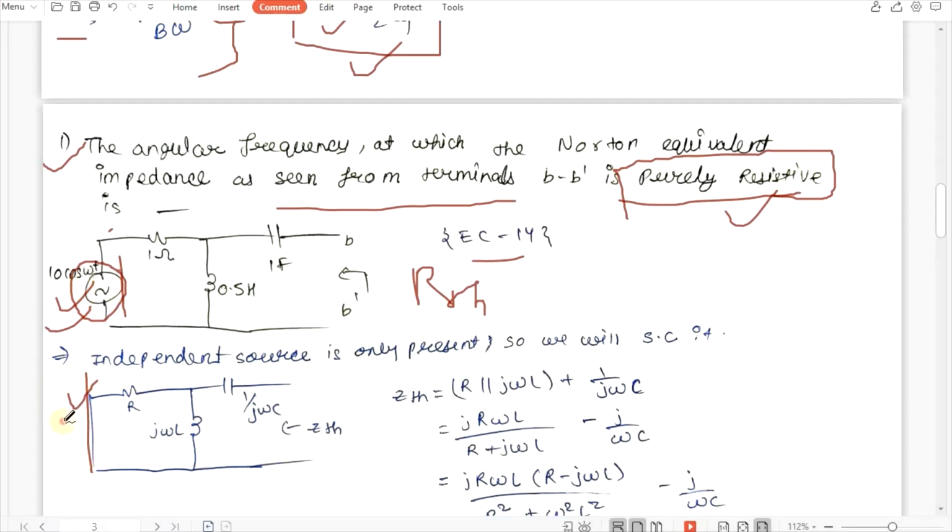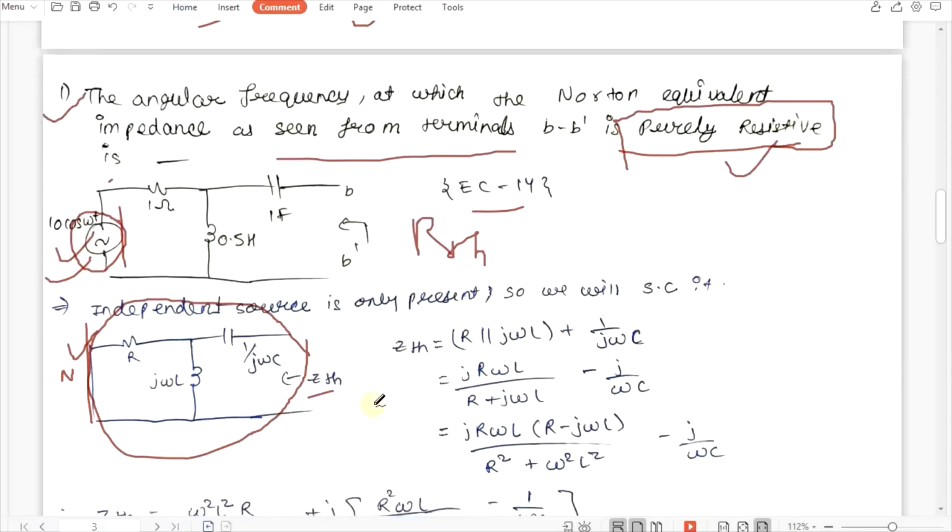Okay, note one thing here: in this modified network I have converted L to j omega L and C to 1 upon j omega C. This is what we have seen in a detailed fashion when we started our AC circuits. So our ZTH will be R parallel with j omega L plus 1 upon j omega C.